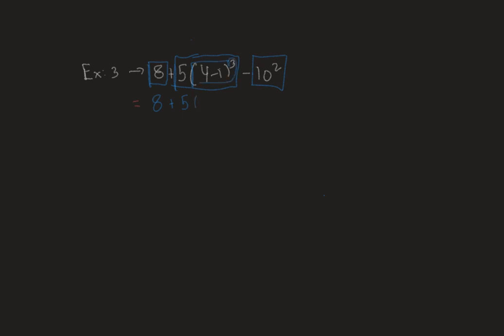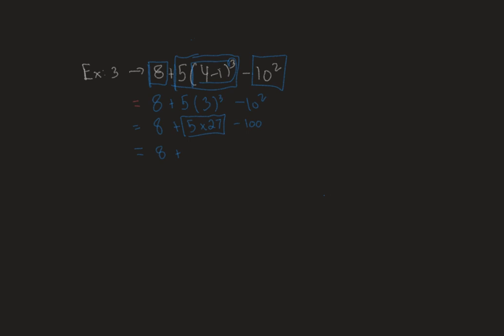Okay. Now inside this bracket, we have 4 minus 1, which is 3, and that's cubed, minus 10 squared. 8 again, I can't do anything with it, but right now I'm going to have plus 5, but then it's 3 cubed, so that's like me saying times 27. Minus 10 squared, which is 100. You can do that. Finally, we do our multiplication first. So I've got 8 plus, you got 5 times 27.